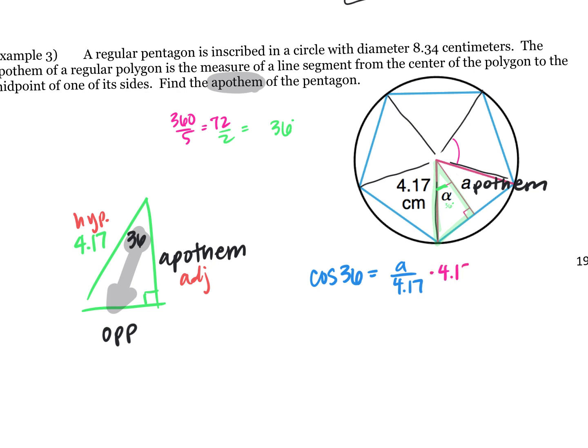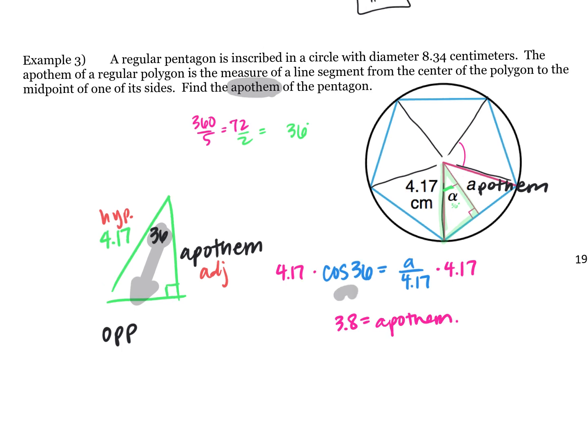Go get that answer. 3.37 would get me 3.4. Cooper, thank you. 3.37 is going to get me 3.4. Beautiful. Good job, you guys.